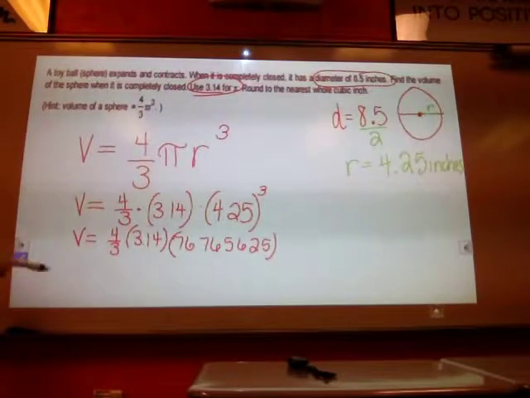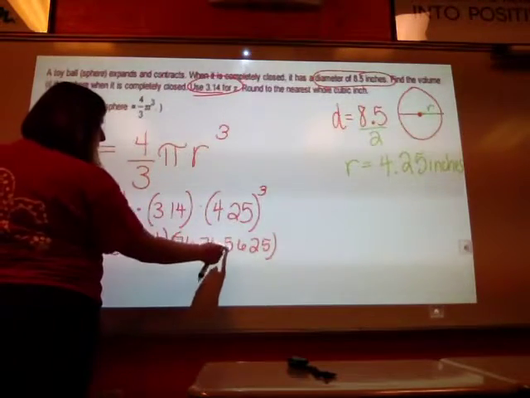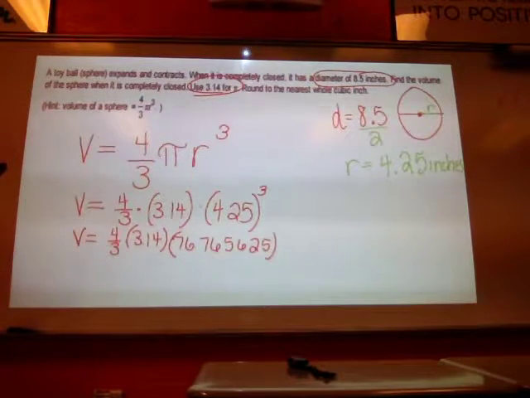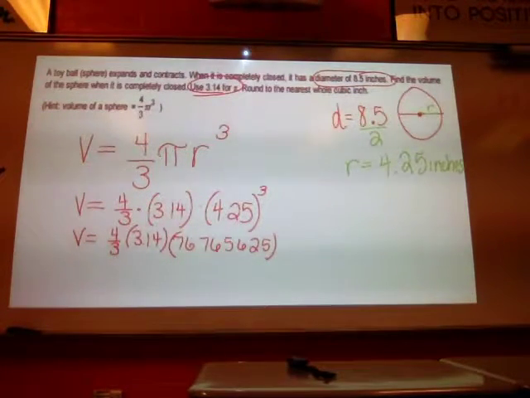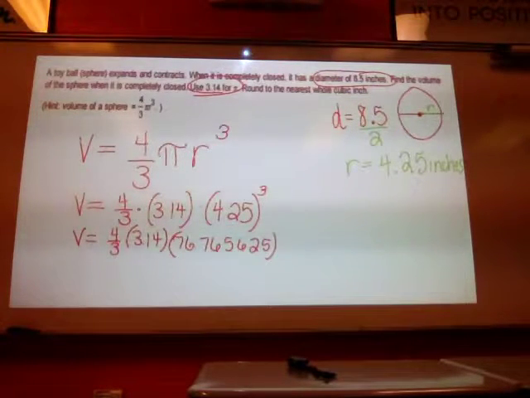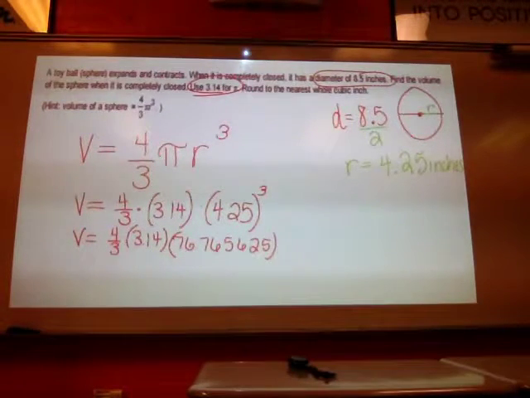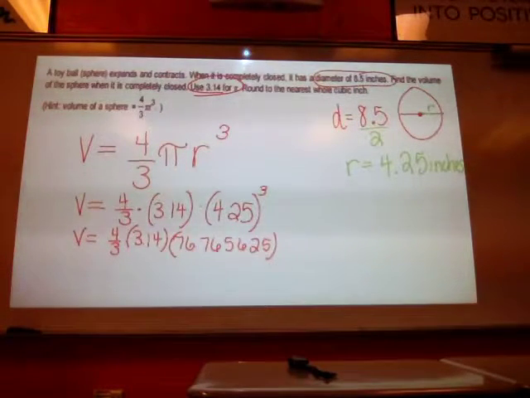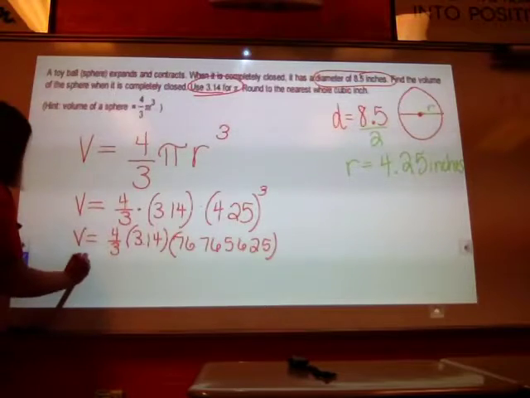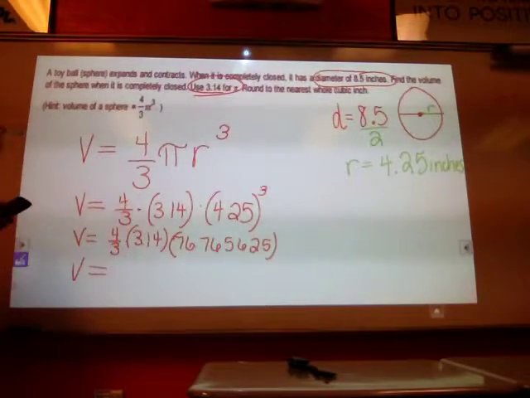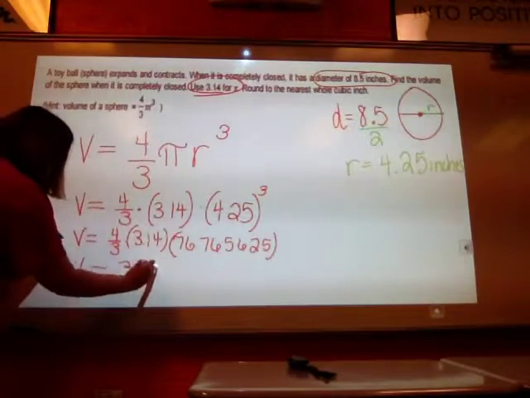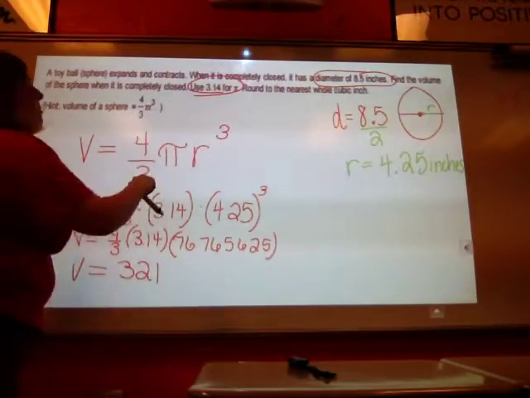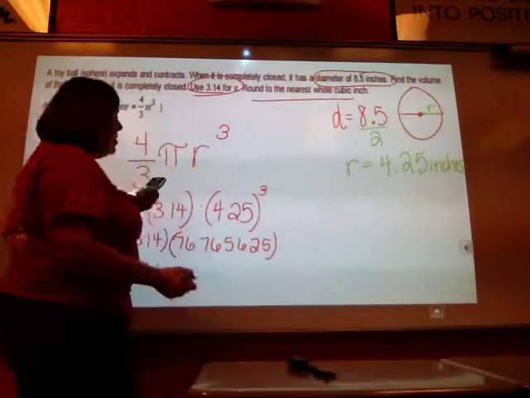Okay? So now I'm going to take that 76.765625 and I'm going to multiply it by 3.14, because the great thing about this is that it's the commutative property and we don't care which way you do it. So times 3.14 times 4 over 3 equals, and then it gives me, the volume is going to be equal to 321.39, but it tells me to round to the nearest whole cubic inch.